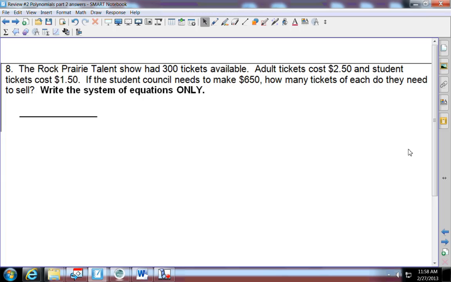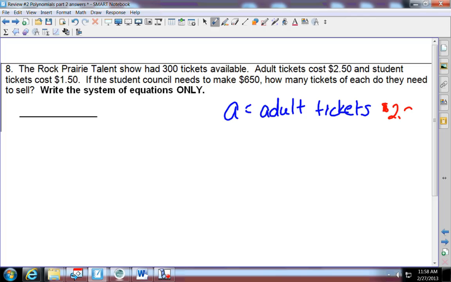Now, we're going to write the systems. I'm going to talk about what I saw on the benchmark, what I saw people mixing up and getting backwards. First off, I'm going to define my variables. I'm going to choose A to be the adult tickets. I don't have to just use A. Now, the other thing I like to do is put the dollar amounts with it. The adult tickets are $2.50. And the student tickets cost, all right, well, let's go S equals student tickets.